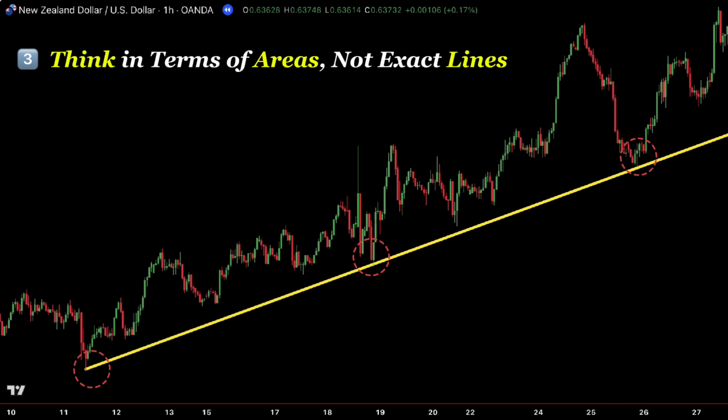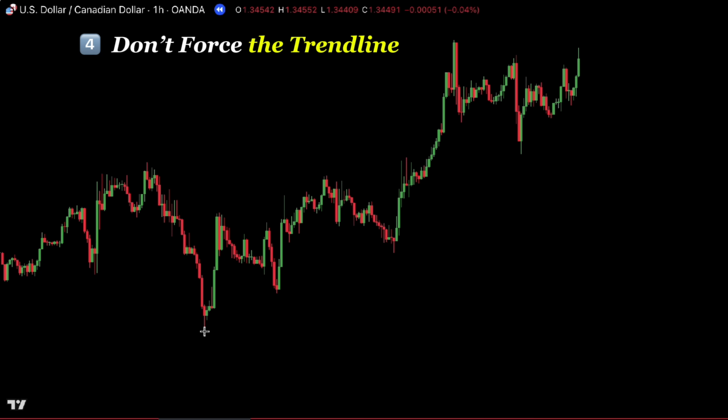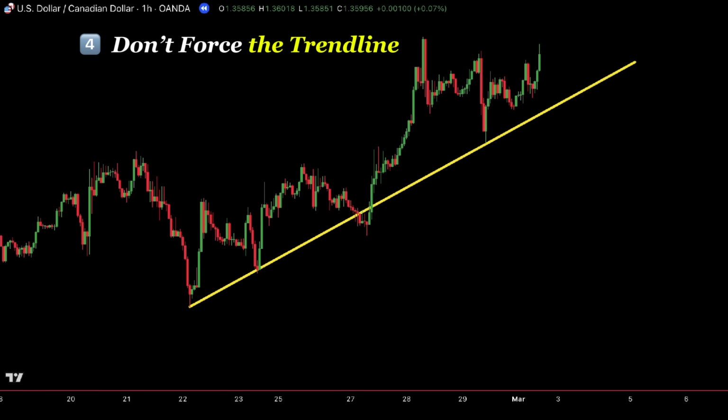And here, we finally see a clean reaction. Price pulls back, touches the trend line, gets rejected, and continues moving higher. This is what a textbook trend line reaction looks like. This is one of the biggest mistakes traders make. If the trend line is clear and fits naturally with the market structure, draw it. But if you have to force it, then it's not a valid trend line.